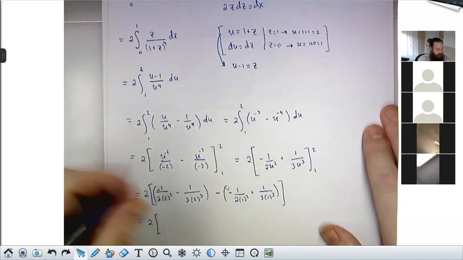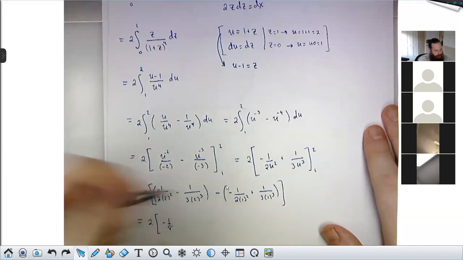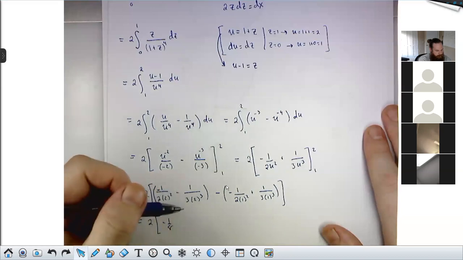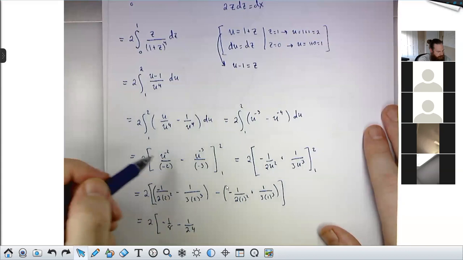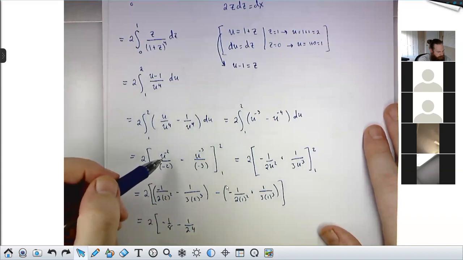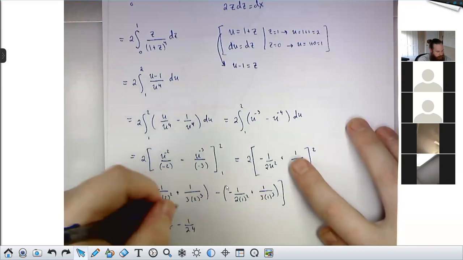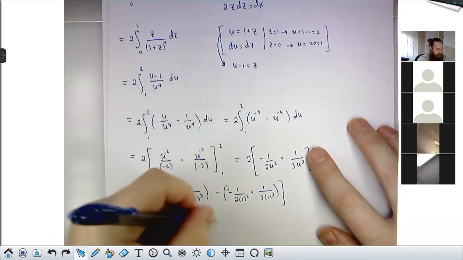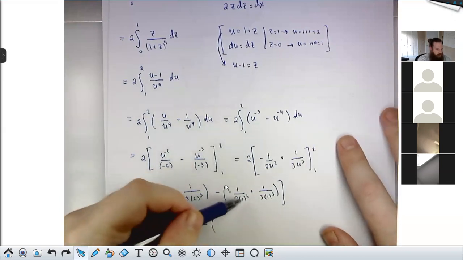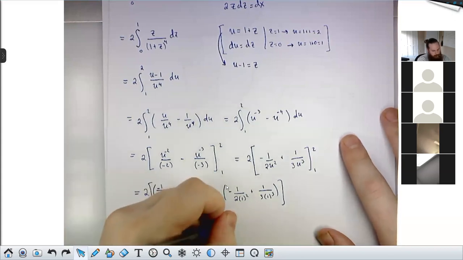This is negative 1/8. 2 cubed is 8 times 3 is 24, so minus 1 over 24. Oh, should this be a plus? Yeah, this should be a plus, shouldn't it? Because I simplified that to a plus here, so this is a plus. And then from that we subtract, 1 squared is 1, so this is negative 1/2 plus 1/3.